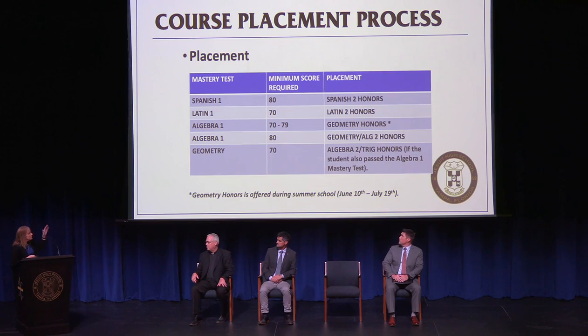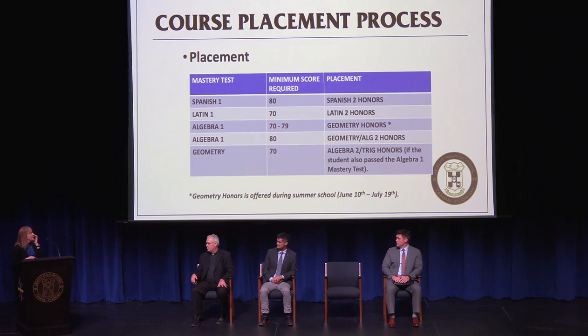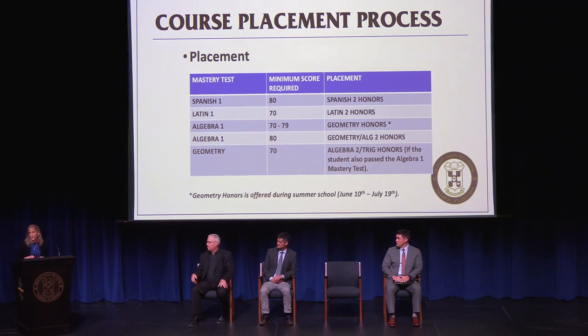This is where the scores fall in terms of being able to move on to that sophomore course. If your son scores an 80 or higher in Spanish, then he'll be placed for his freshman year into Spanish 2 Honors, which is the sophomore course. Similar with Latin. The score there is a 70. Algebra 1, there are 2 different placements. If your son scores an 80 or above, we have that hybrid course, Geometry Algebra 2.